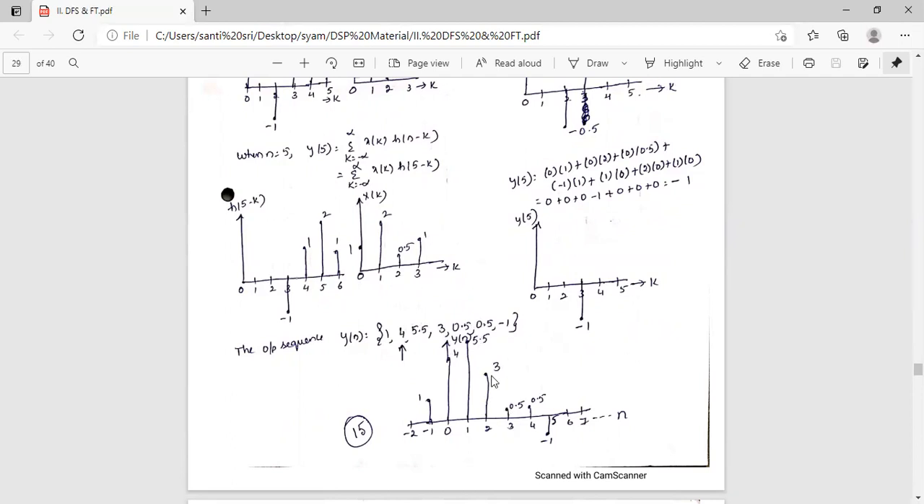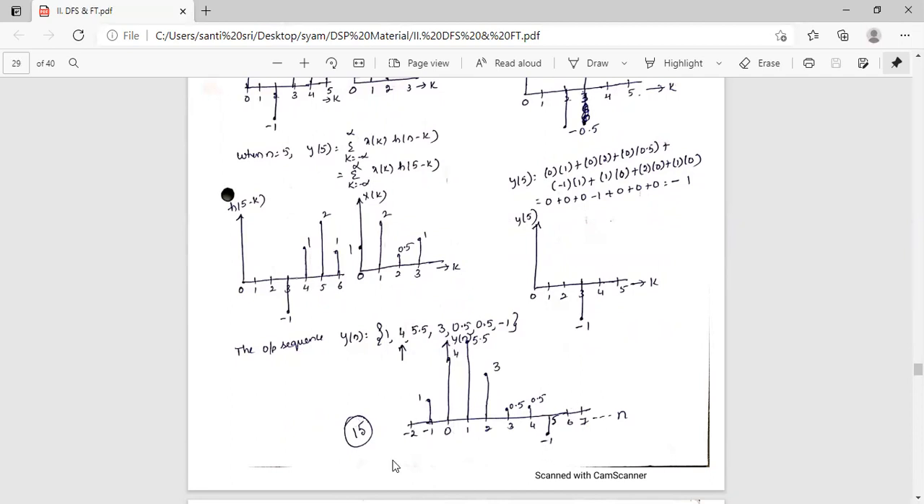Okay, so it starts from minus 1 to 5. Minus 1, 0, 1, 2, 3, 4, 5. It starts from minus 1. At minus 1 its value is 1. At 0 its value is 4. At 1 its value is 5.5. At 2 its value is 3. At 3 its value is 0.5. At 4 its value is 0.5. At 5 its value is minus 1.